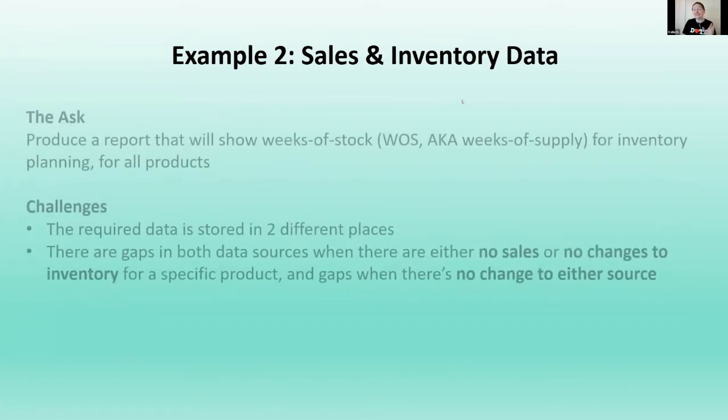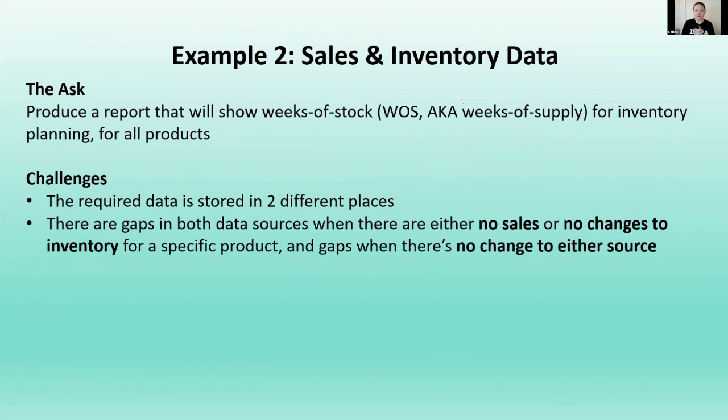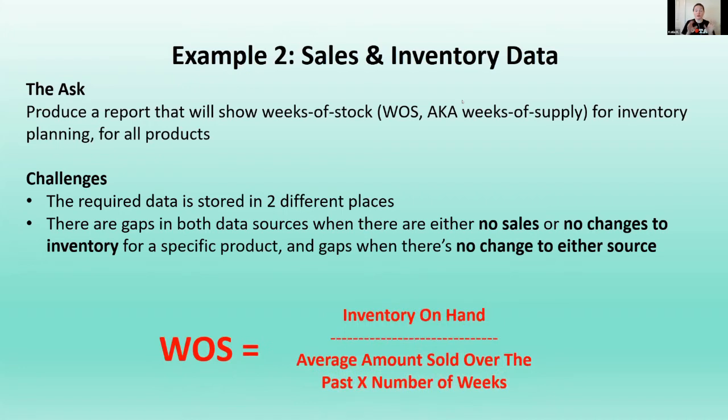So the ask here, again a real example, was to produce a report to show weeks of stock, also known as weeks of supply. This is an inventory planning KPI, or key performance indicator, for all of our products. It's a common metric for inventory planning in general. The challenges here are that the data is in two places, sales in one place and inventory in another, and the gaps that I mentioned earlier. So it's a bit of a tricky one.